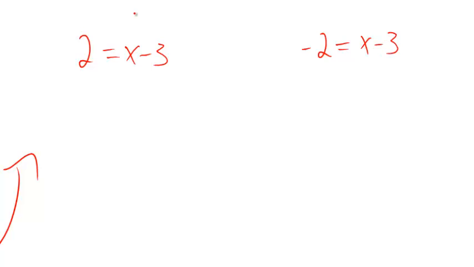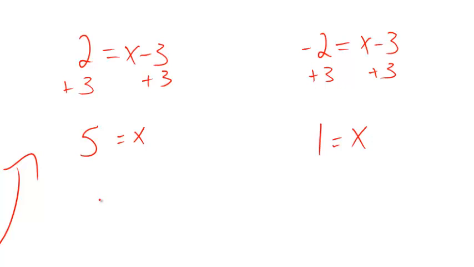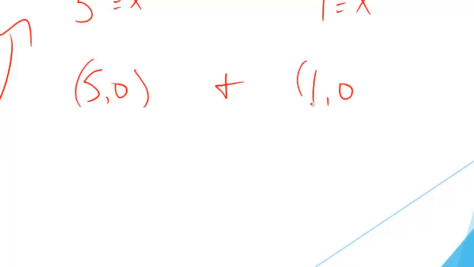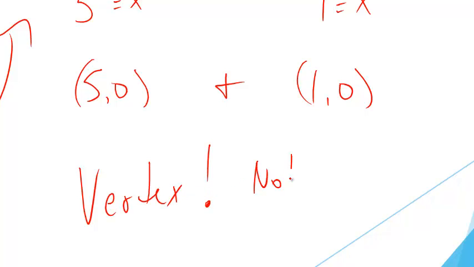So now we want to solve for x, so add 3 to both sides. 2 plus 3 is 5 equals x, and negative 2 plus 3 is 1 equals x. So our solutions will be (5, 0) and (1, 0). Alright, so there you have it, guys. That's video 43 over solving by square rooting. And, by the way, we can only do this with vertex form, not standard form.